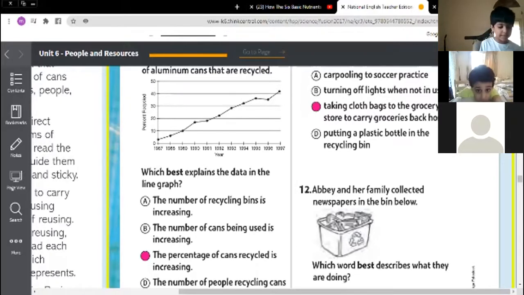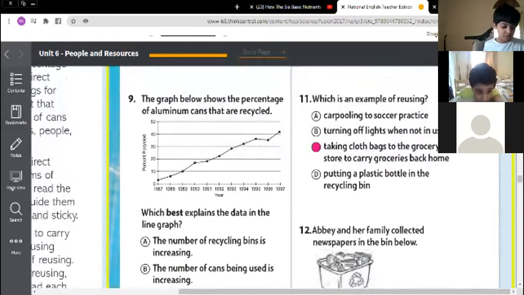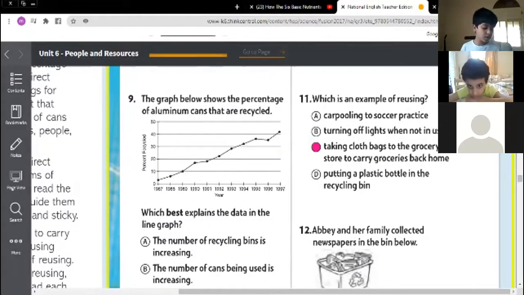Which is the example of reusing? It's taking cloth bags to the grocery store to carry groceries back home.